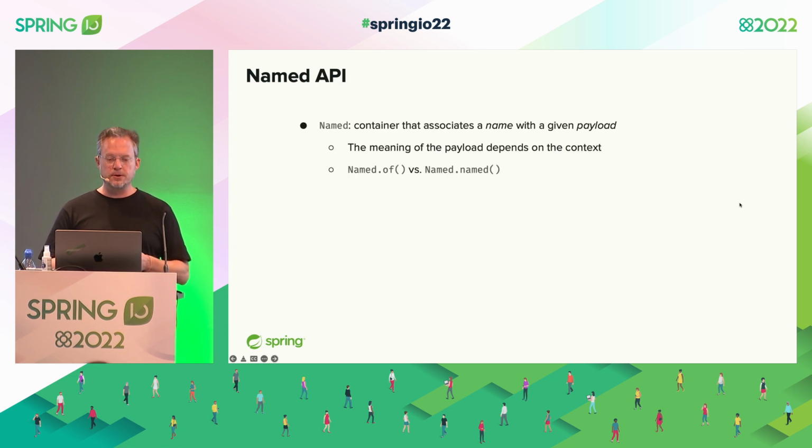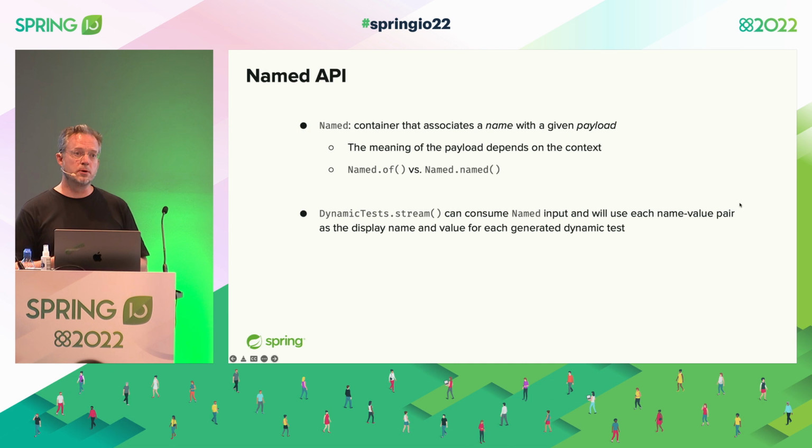Named API is something new. Basically, this is just a container that associates a given name with a given payload, and the meaning of the payload depends on the context in which it's used. There are 2 ways to create one of those. You can use the named static factory method or named, where the latter is intended to be used with a static import just for better readability.